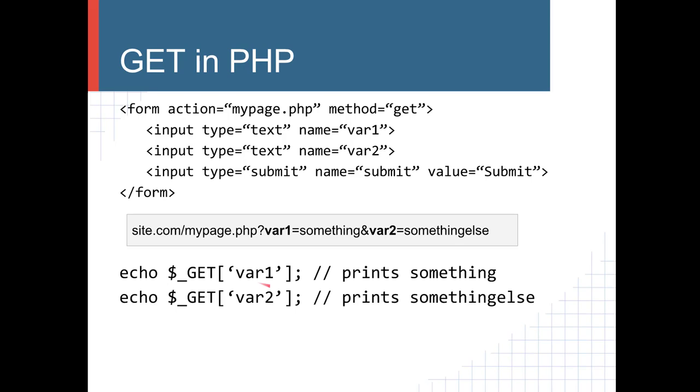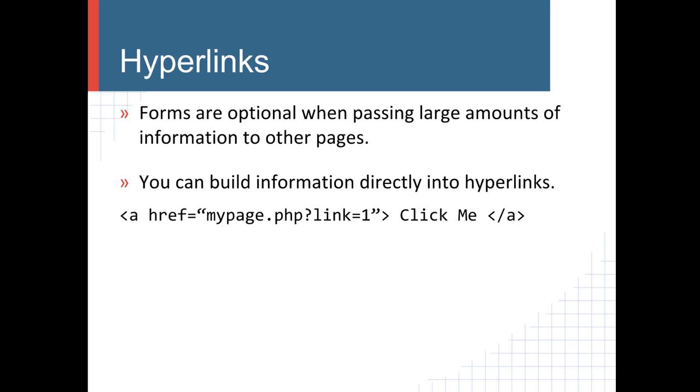Same goes for var2. You can use URL parameters in hyperlinks in order for them to process data as required or as needed. So in this case, we have a URL parameter called link, and its value is 1, and that might have specific significance to the page that we're linking it to. Maybe link 2 will produce a different result.